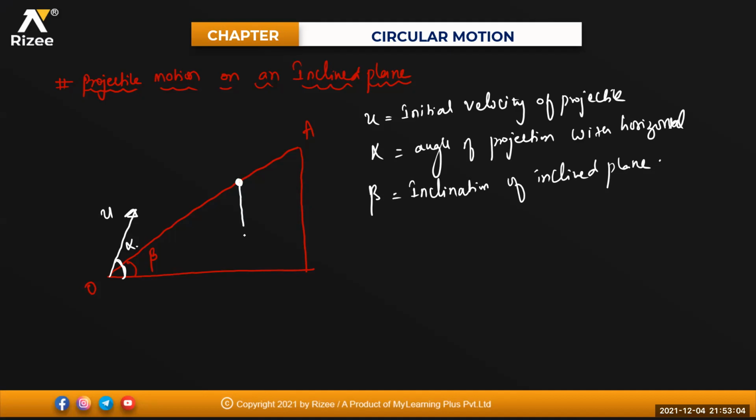Acceleration due to gravity always acts in the downward direction. This will be your g. If you resolve this into components, you will get one component here and one component here. If this is beta, this is also beta. So this will become g into cos beta here, and this one is g into sin beta. Is the resolving of g clear for everyone?